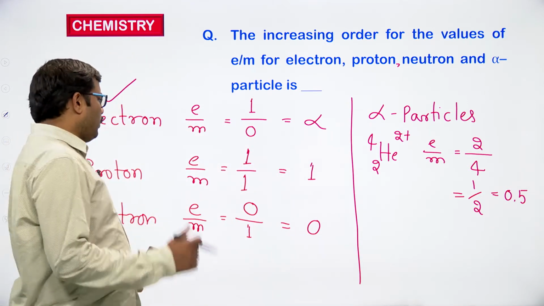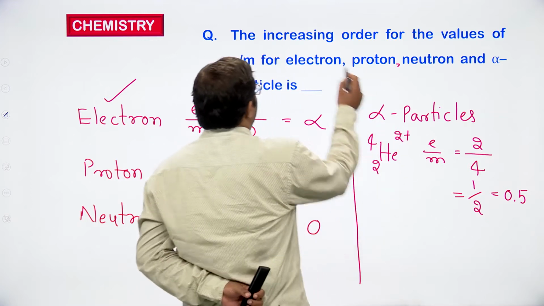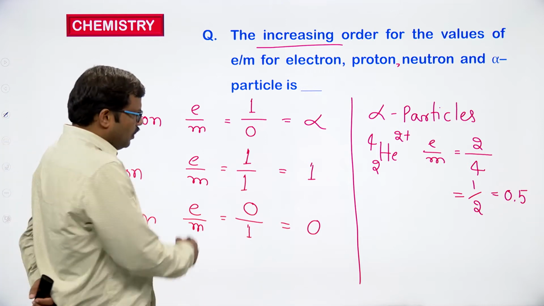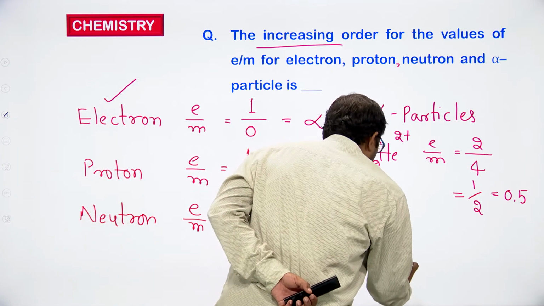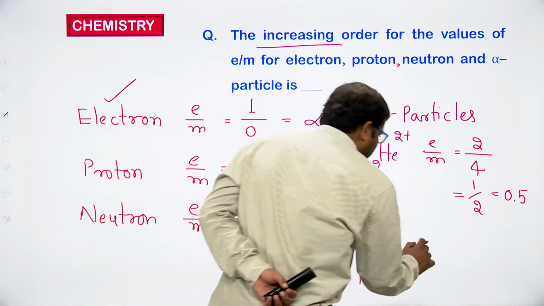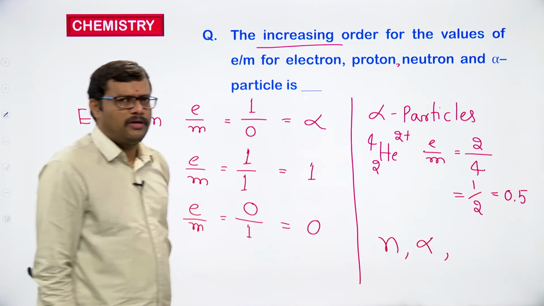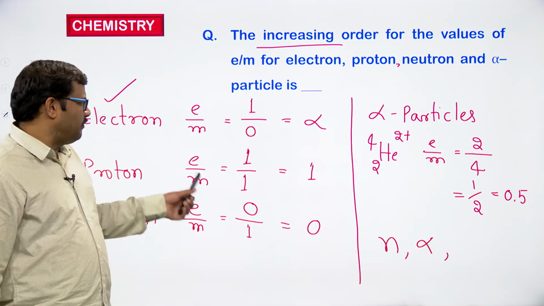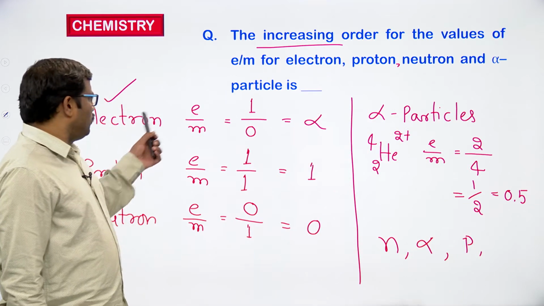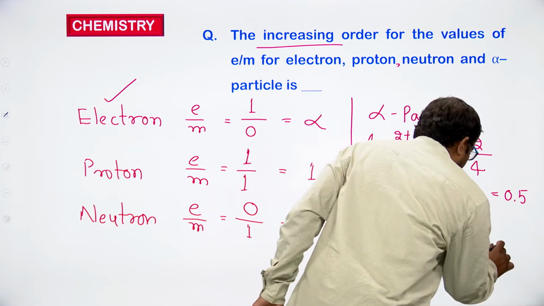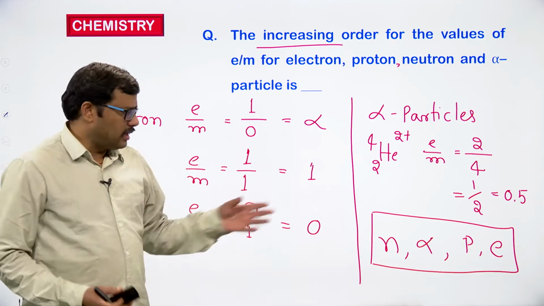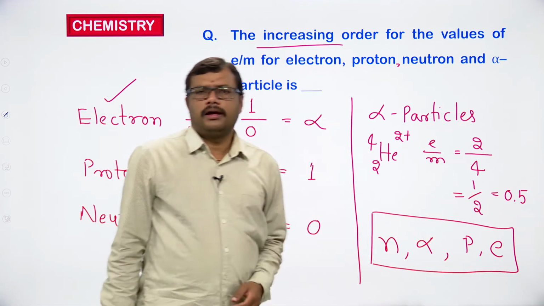Now if you observe the arrangement, they are asking us to look for the increasing order. Increasing means we have to start with the lowest value. Lowest value is neutron, which has 0. Then alpha particle which has 0.5, and then proton, whose E by m value is 1, and lastly we have electron whose E by m value is infinity. So this is the correct increasing order: neutron, alpha particle, proton and then electron.